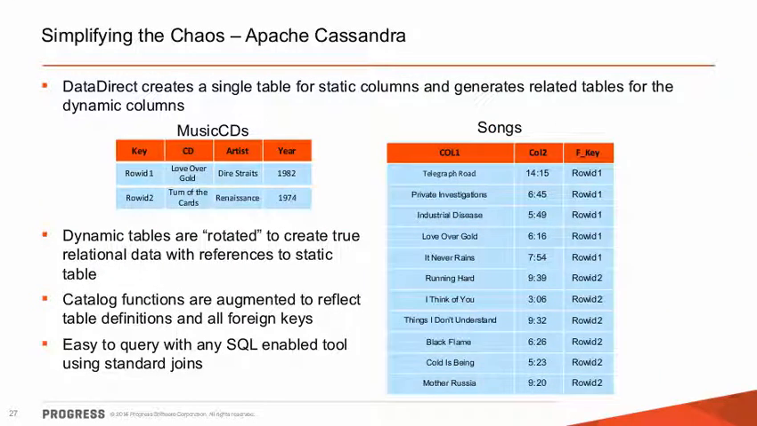So what we do is we take the static data and pull that out as a single table, and then we generate related tables for the dynamic columns. In a way, and this is where my engineering geekiness comes out, we flip the table on its side. So we rotate the table. Instead of the columns being the song names, which is a common practice in Cassandra, to use a lot of data as the columns themselves, we rotate the tables so that we create essentially rows out of those columns and then backlink them to the static table. So that's really, really geeky.